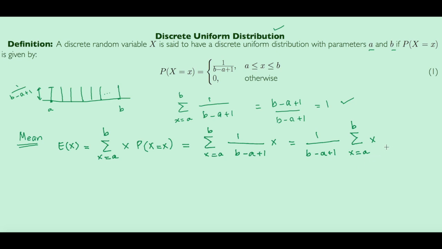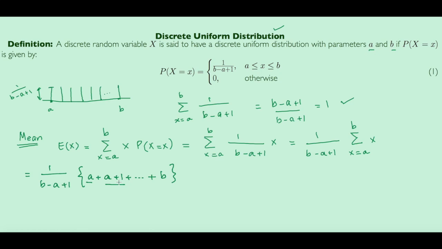Now note that, can we do something here? We can make a change of variable here. But do we have to make a change of variable? No, we don't have to make a change. We can do it without it. So this is equal to 1 over b minus a plus 1 times the sum a plus a plus 1 and so on up to b. This is the first term, this is the second term, and so on.